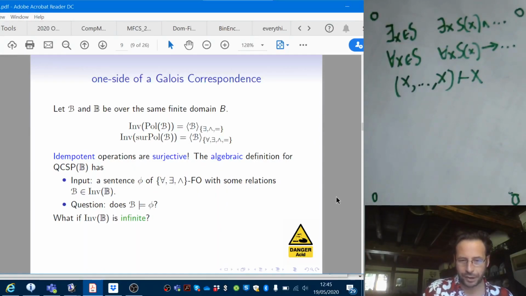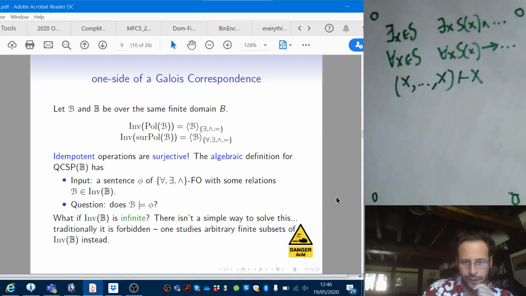The algebraic definition for QCSP, now we're parameterizing by an algebra, not a relation. It might have this form: you would have a sentence phi of the QCSP logic written with atoms that are invariant under the algebra 𝔹, that is in inv 𝔹, and then we would ask, is phi true over the relational structure with just those relations? Of course, we have a problem here as to what happens if inv 𝔹 is infinite. It is infinite, for sure, and then we have a problem of how we encode relations. And there isn't actually a simple way to solve this. Traditionally, it's even forbidden. So if we want to study the constraint satisfaction problem of an algebra 𝔹, what we do is we study arbitrary finite subsets of inv 𝔹 instead. So we use some kind of notion of compactness.